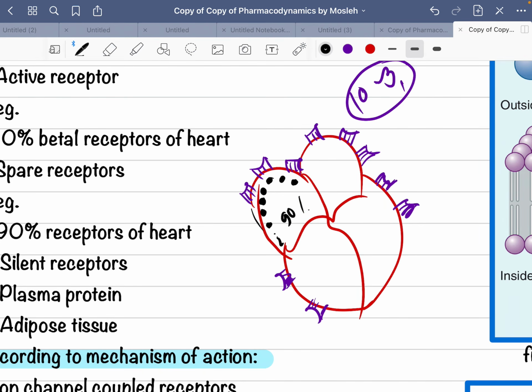So almost 90 percent of beta 1 receptors are located beneath the cell membrane. Whenever there is a need, the receptors will be upregulated and they will come onto the cell membrane. This is called receptor upregulation.